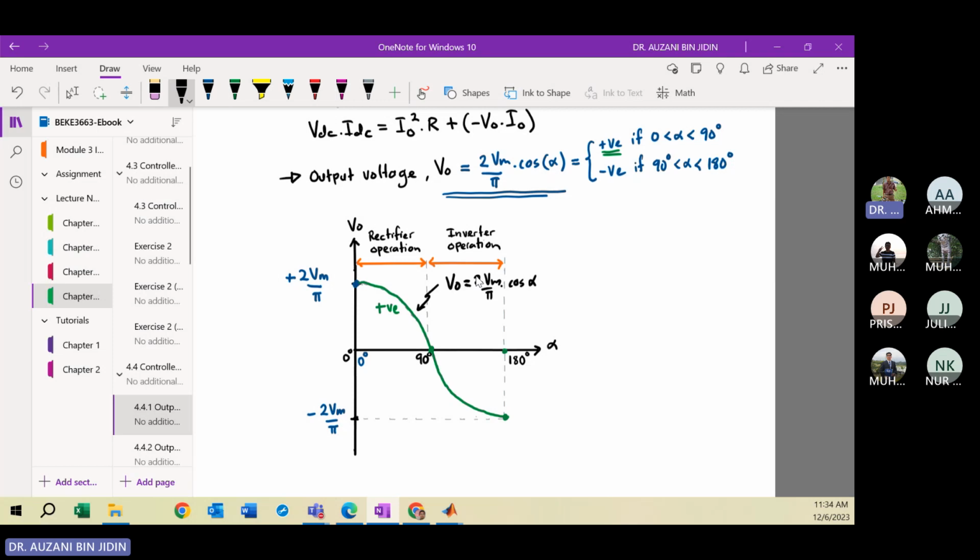This indicates that the converter operates as an inverter. When we say the converter operates as inverter, the power is transferred from DC to AC, because now your VO is negative. The power flow changes direction from DC to AC. Clear?